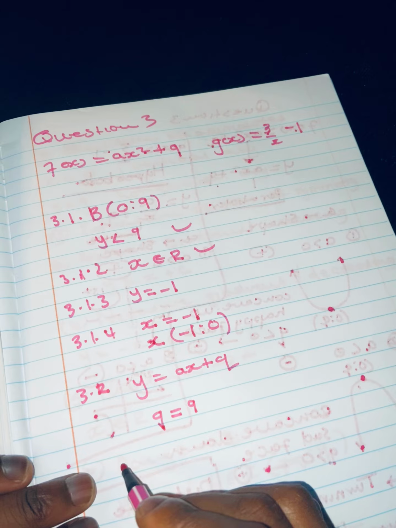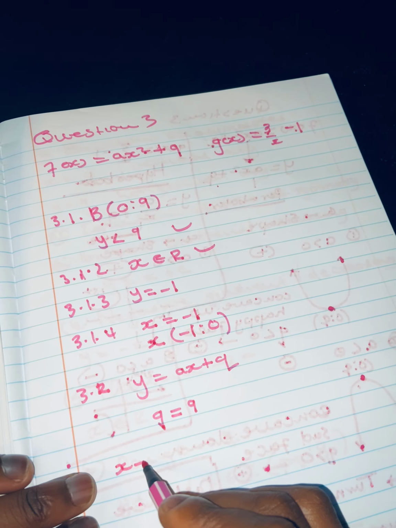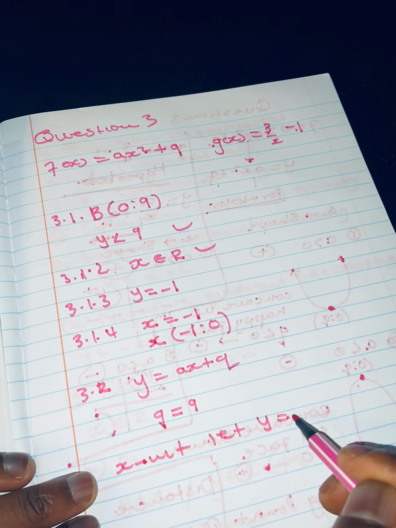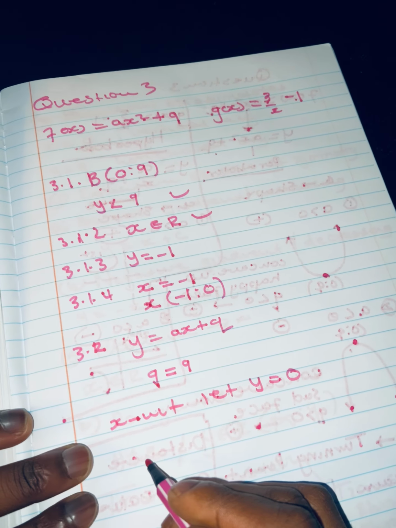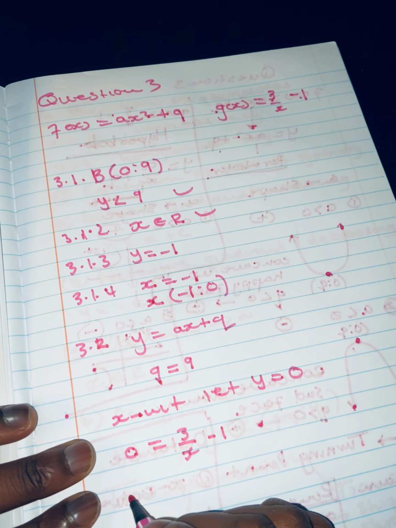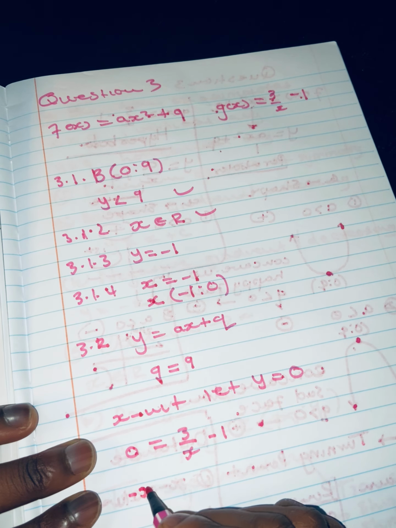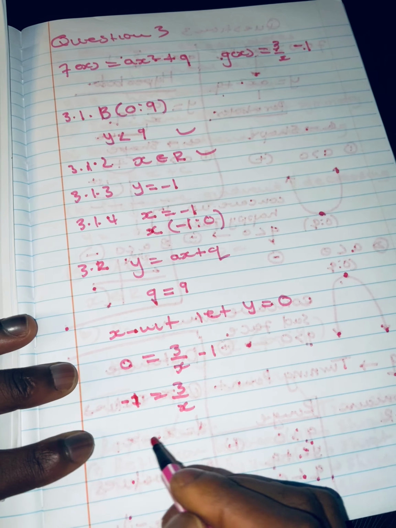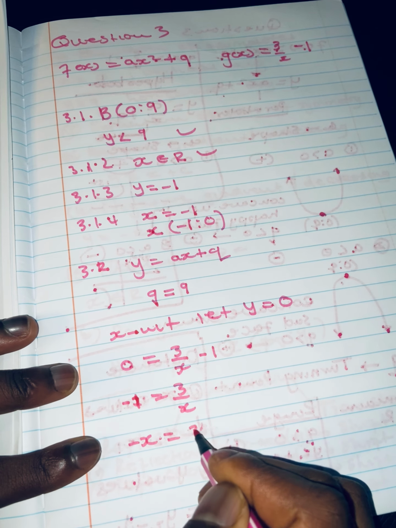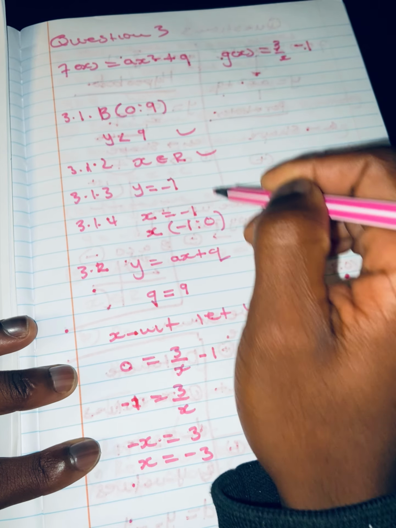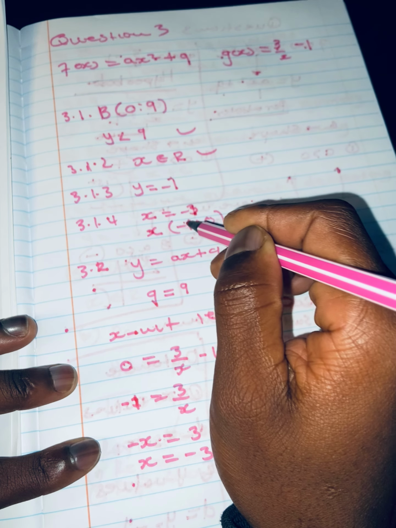To get the value of a, we need the coordinate of A. The coordinate of A is the x-intercept, so you can use the graph of g of x. Therefore you say let y equals 0. After saying let y equals 0, we get 0 equals 3 divided by x minus 1. So we transpose this to this side, so it's minus times minus 1 equals 3 divided by x. You multiply by the LCD. As you multiply by the LCD, x equals 3.